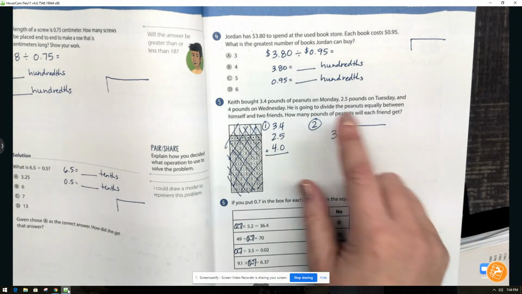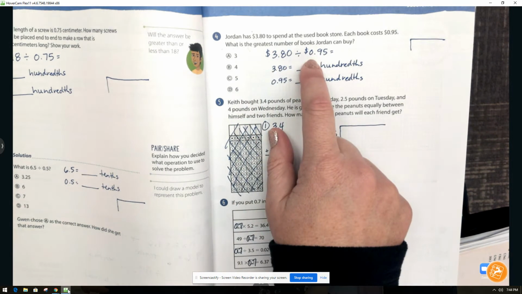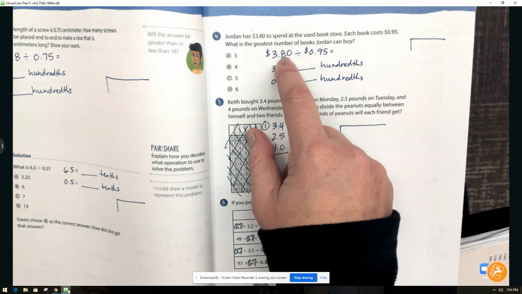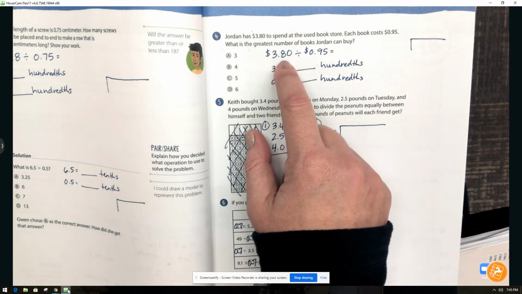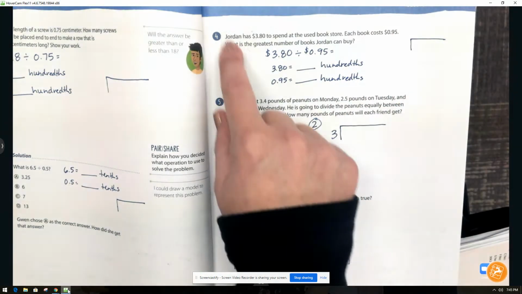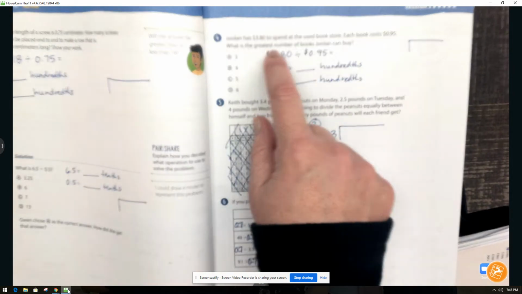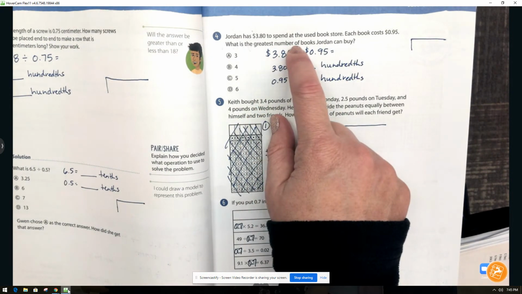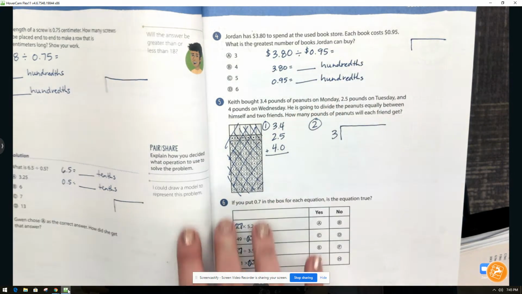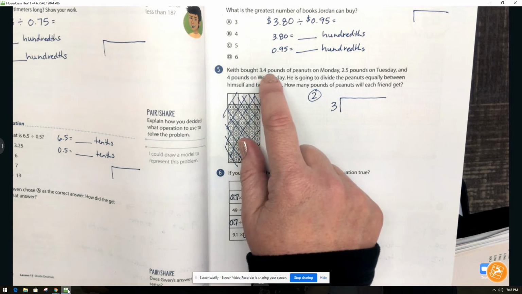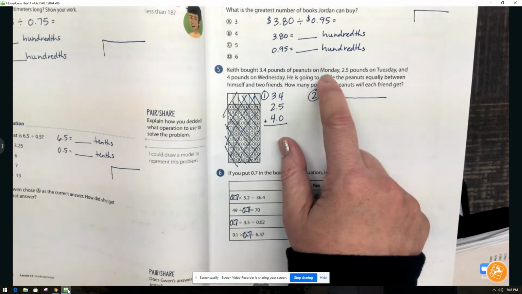How many times that 95 cents goes into $3.80. You're going to find your answer and then choose your answer from here. And remember, what is the greatest number of books? What is the most number of books Jordan can buy? Number 5 says this. Keith bought 3 4/10 of a pound of peanuts on Monday.